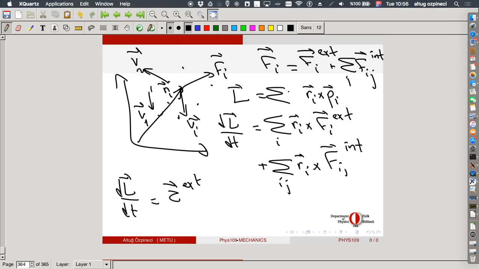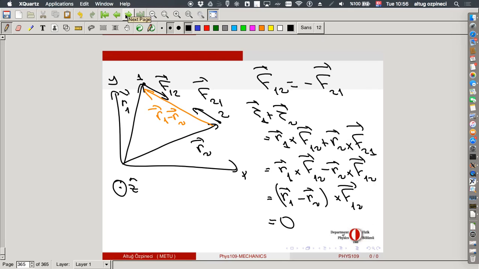So the rate of change of the total angular momentum of a given system is exactly equal to the external torque acting on my system. Just like the case of the total linear momentum of the system, we had seen that the rate of change of the total linear momentum of a system is equal to the total external force acting on the system, and it doesn't depend on the internal forces. Just like that one, the rate of change of the angular momentum of the system is also equal to the total torque created by the external forces acting on the system. It doesn't depend on the internal forces acting on the system.